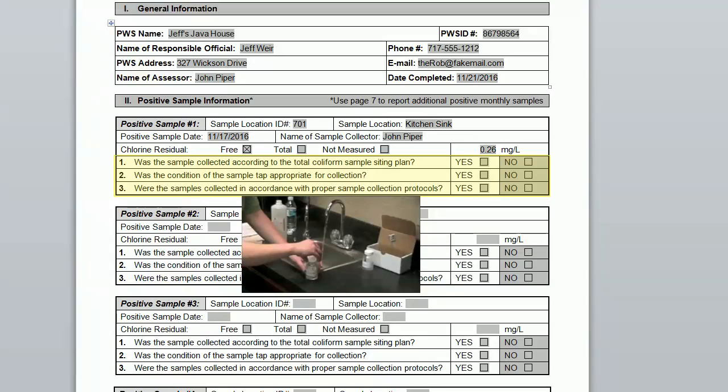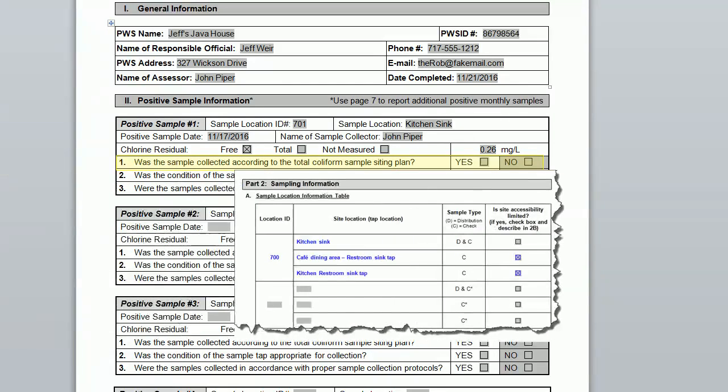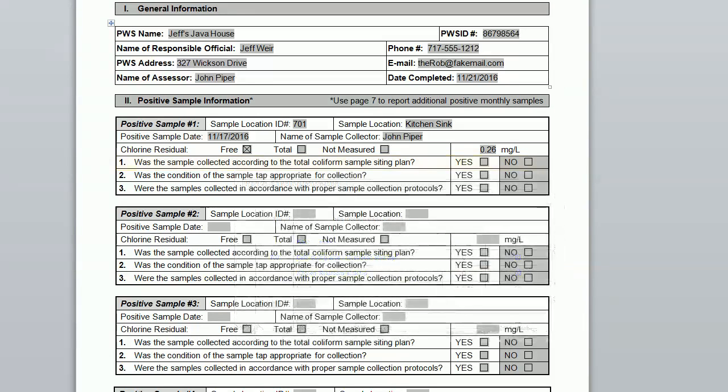If you were not the sample collector, it is essential that you speak with the sample collector in order to answer these questions. The first question asks if you collected the samples in accordance with your system's sample siting plan. As I mentioned, this is the plan that all systems had to submit to DEP by April 1st of 2016. You have to be sure to use the monitoring locations and time frames identified in the plan. Question 2 asks if the condition of the sample tap was appropriate, and question 3 asks if the samples were collected in accordance with proper protocols.